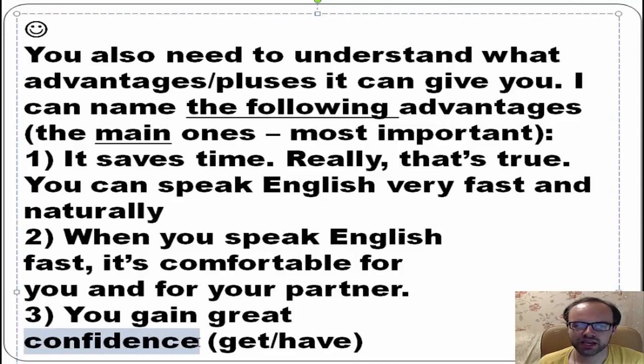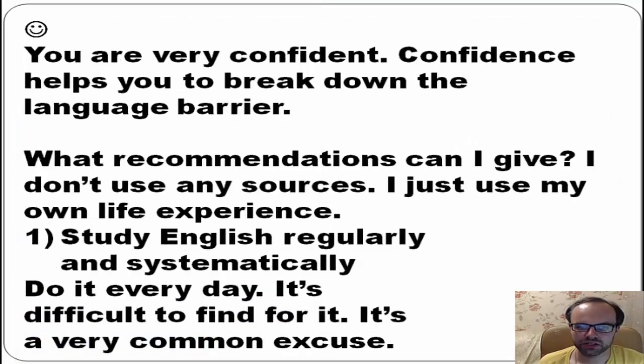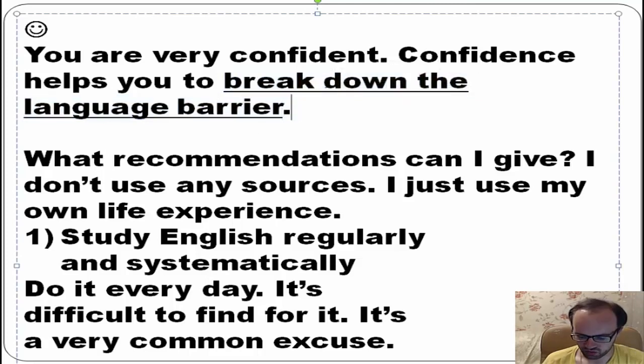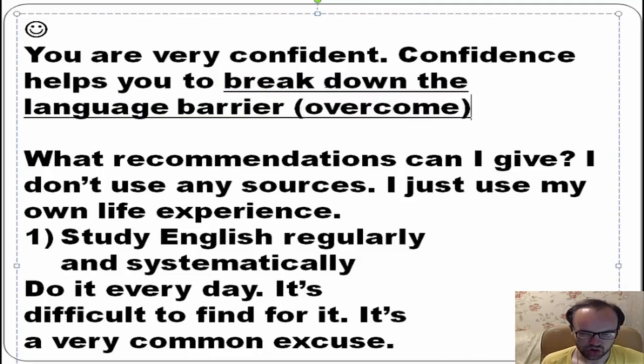What is confidence? It means that you are sure. So that you're sure that your English is good, you believe in yourself, so it's a very positive feeling. Next, so you are very confident. So you know that confidence helps you to break down the language barrier. So you can say to break down the language barrier, or to overcome the language barrier.